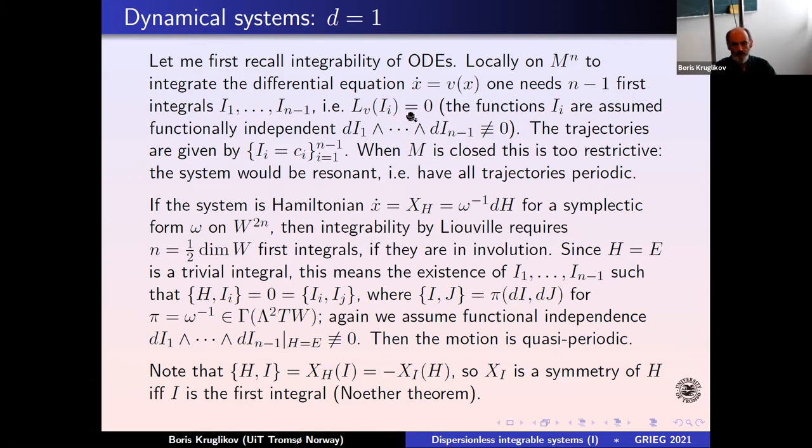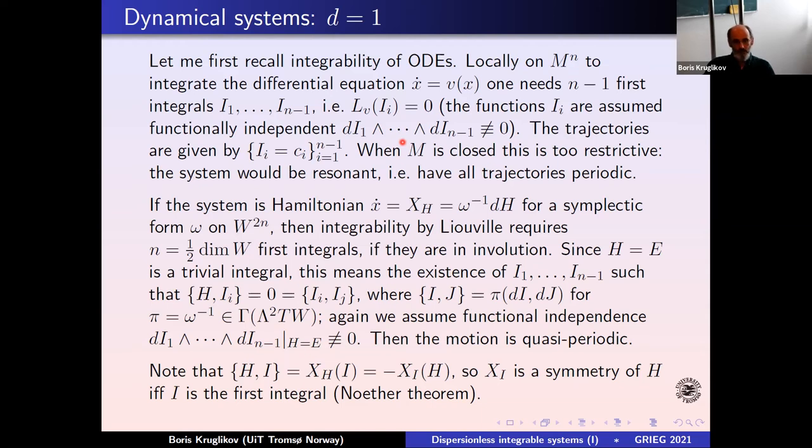Right. The functions which we consider as integrals, of course, have to be assumed functionally independent almost everywhere, because if they're dependent, there's no need for so many. In this case, trajectories are given by just fixing the value of every integral, and with each fixed value we decrease the dimension. So finally, if we fix n minus one integrals, we get to dimension one, which is a trajectory. We don't get a parameterization of this trajectory, but we know the trajectory as an orbit.